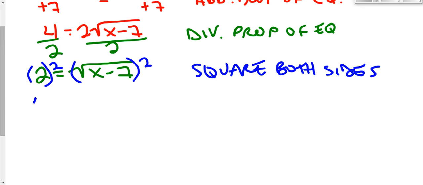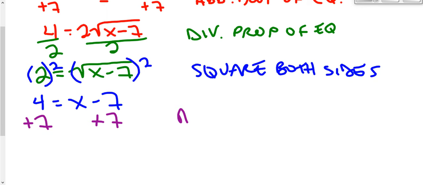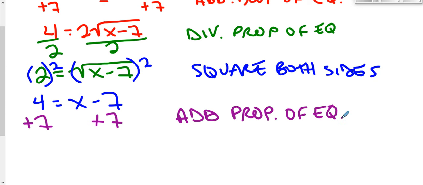Once we do that, we end up with 4 equals x minus 7, and we're ready to do our last step, which is going to be, again, to add 7 to both sides. That is the addition property of equality. And we end up with x equals 11.